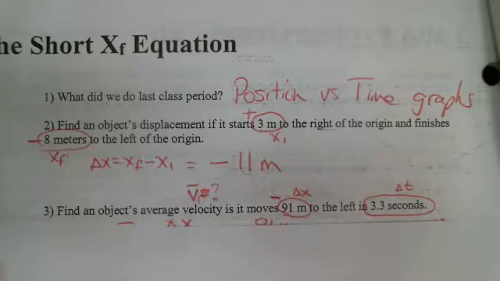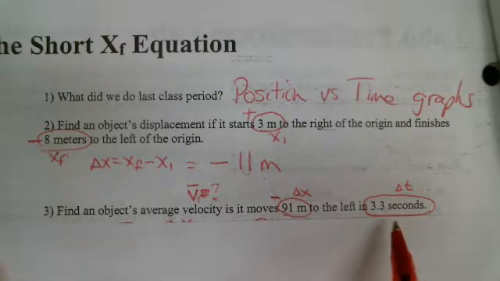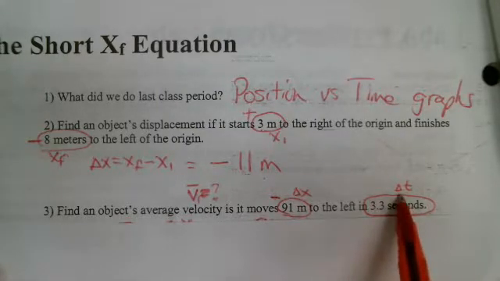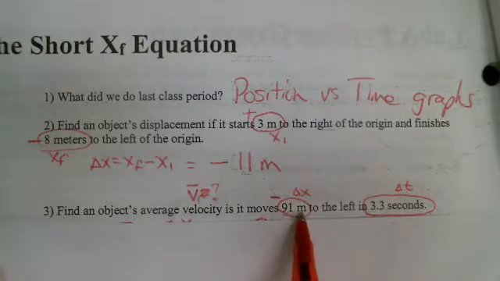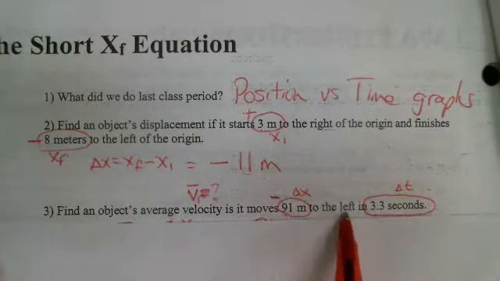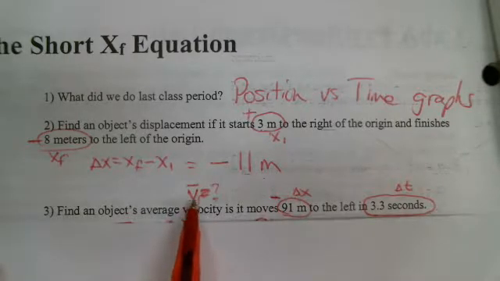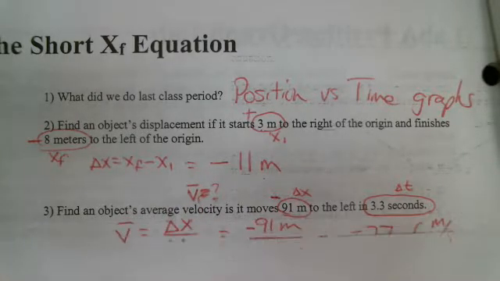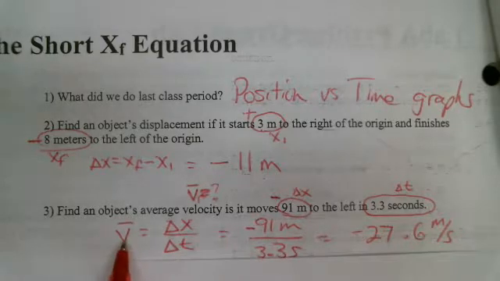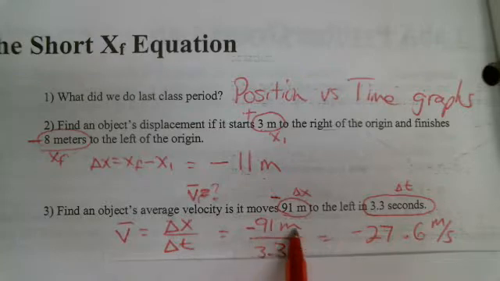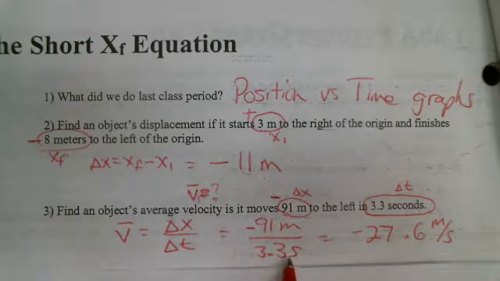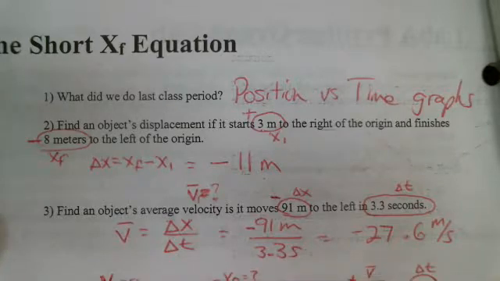Number 3, find the object's average velocity if it moves 91 meters to the left in 3.3 seconds. So the 3.3 seconds is the elapsed time. The 91 meters is the displacement. Since it's going to the left, I have to remember it's negative. I'm trying to find the average velocity, v bar. Using the equation, average velocity is equal to displacement over elapsed time, I get negative 91 meters for the displacement divided by 3.3 seconds, and I get negative 27.6.